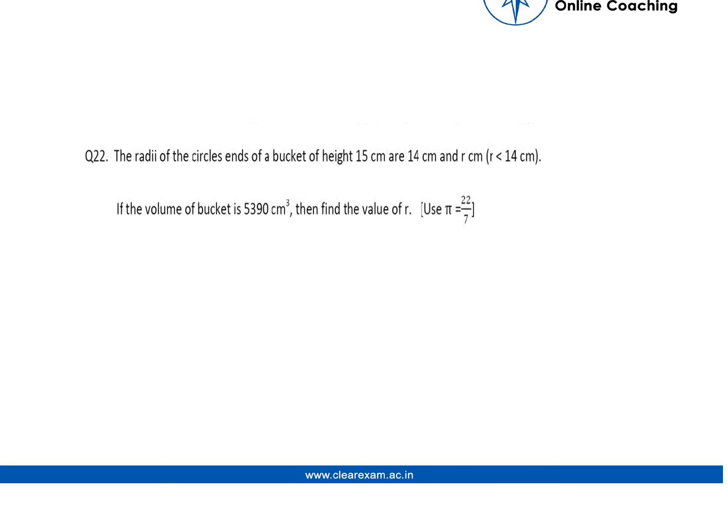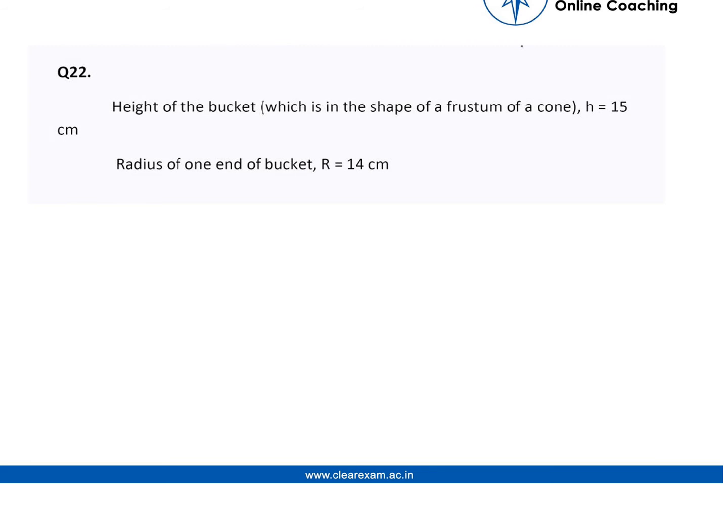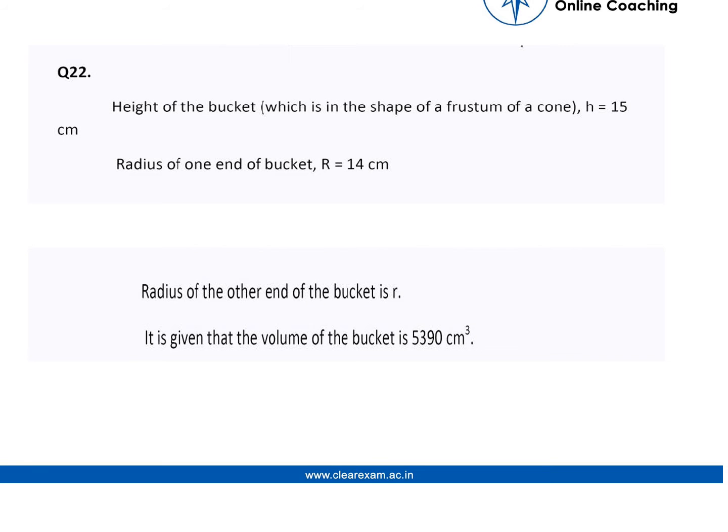The radii of circle ends of a bucket of height 15 cm are 14 and r centimeters. If the volume of bucket is 5390 cm cube, we have to find the value of r. It's given the height to be 15, radius of one end of the bucket is 14, and the volume is 5390 cm cube.